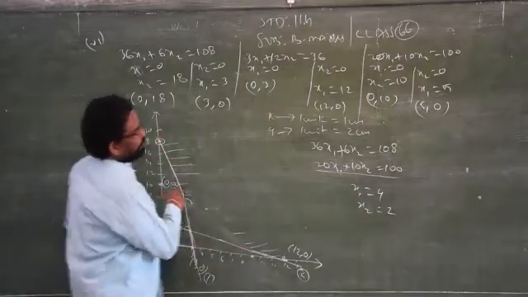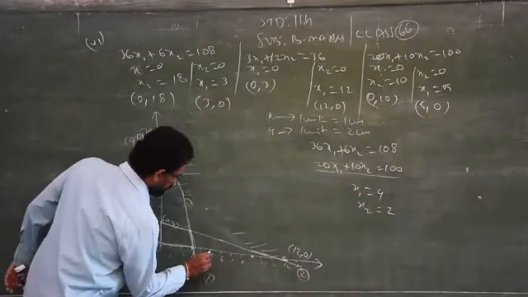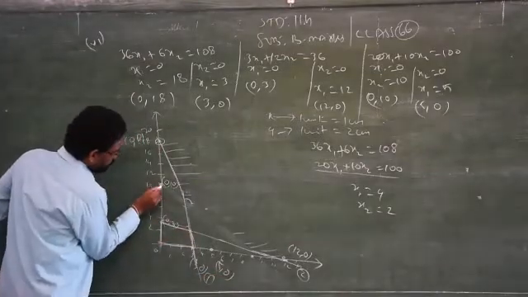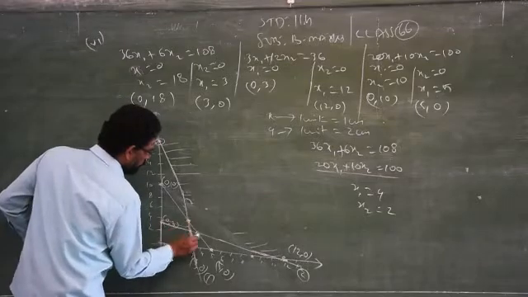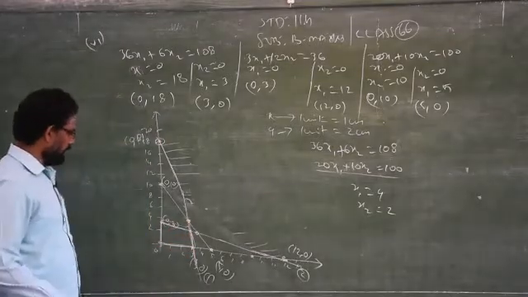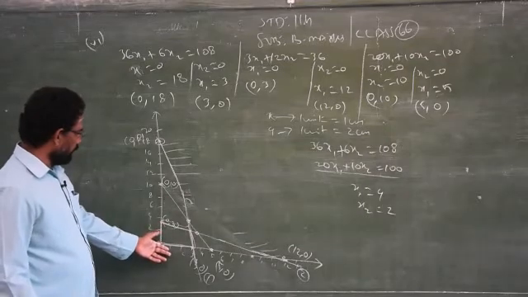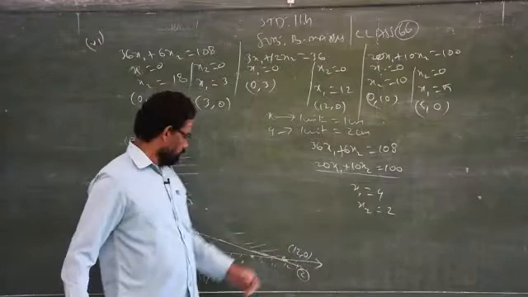(0, 10), (5, 0). Now you have to connect these two points, clear? So these 2 points you have to find out. If you plot properly, then you will get exactly the answer as (4, 2) by solving these 2, clear.